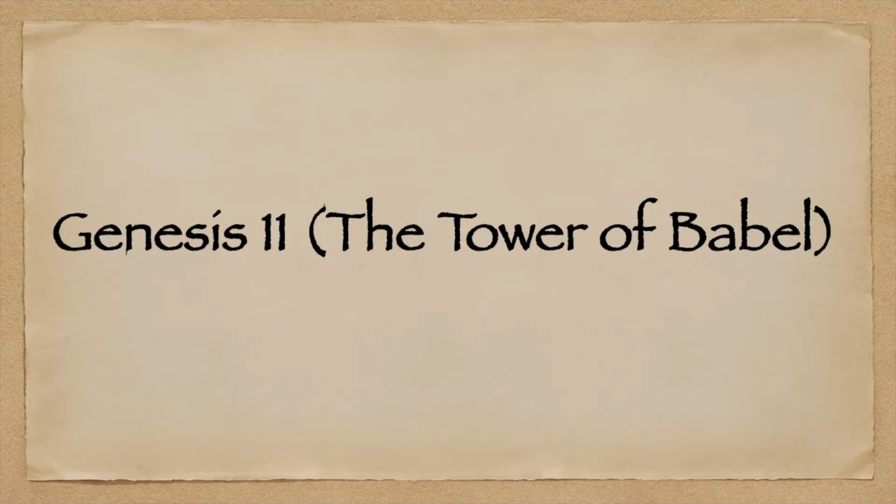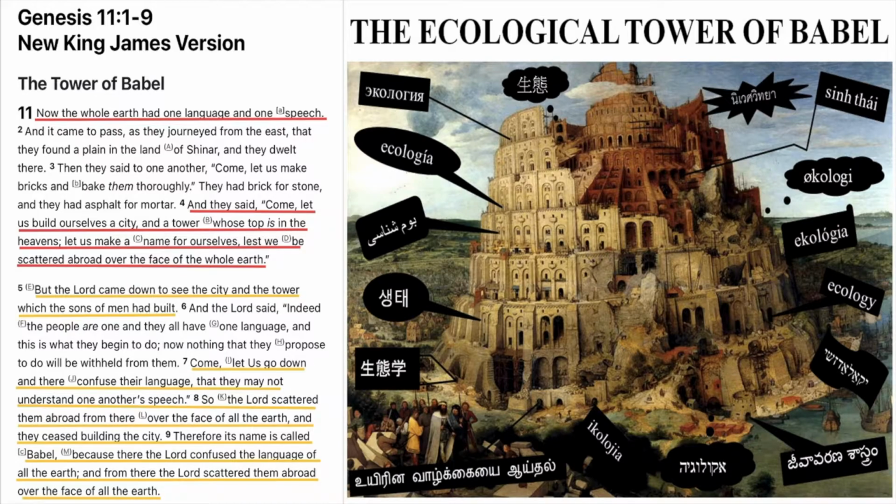The Tower of Babel. Genesis chapter 11, verse 1 through 6. Now the whole earth had one language and one speech. And they said, Come, let us build ourselves a city and a tower, whose top is in the heavens. Let us make a name for ourselves, lest we be scattered abroad over the face of the whole world. But the Lord came down to the city and the tower which the sons of men had built.